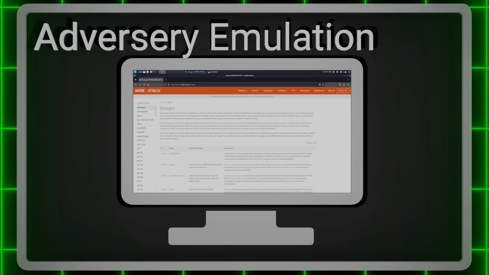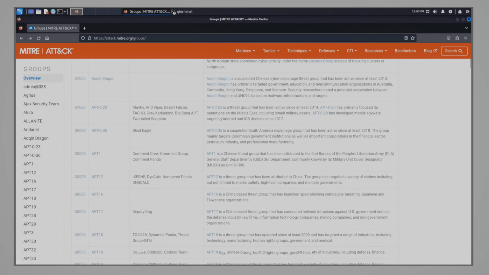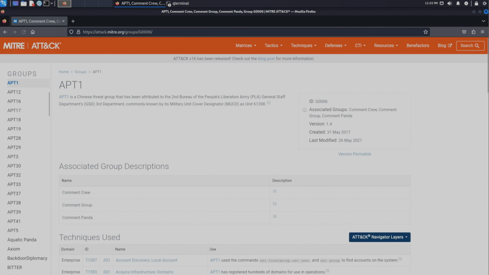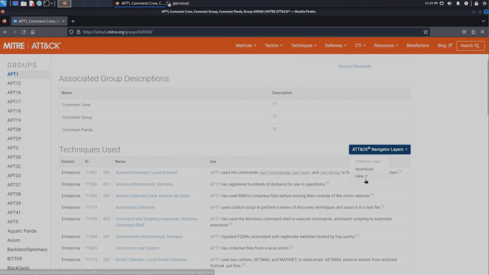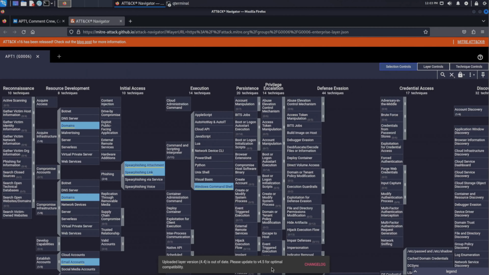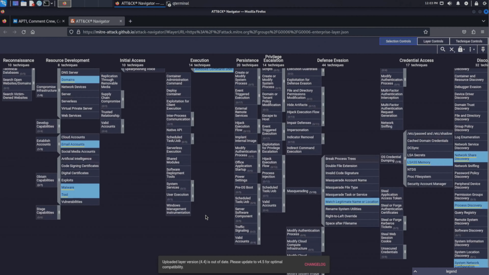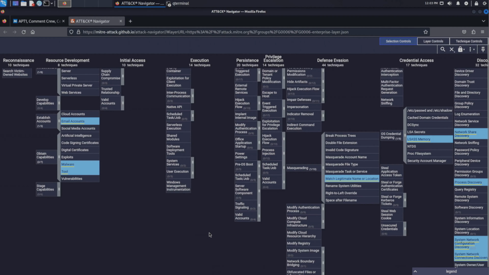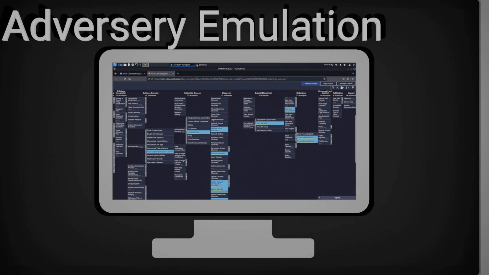Adversary emulation plans. One of the best ways to validate your defenses is to emulate the behavior of known adversaries. Mitre ATT&CK provides adversary emulation plans that can be used to simulate the behavior of specific threat actors. This helps in understanding how prepared you are to deal with specific tactics and techniques that might be used during a real attack.